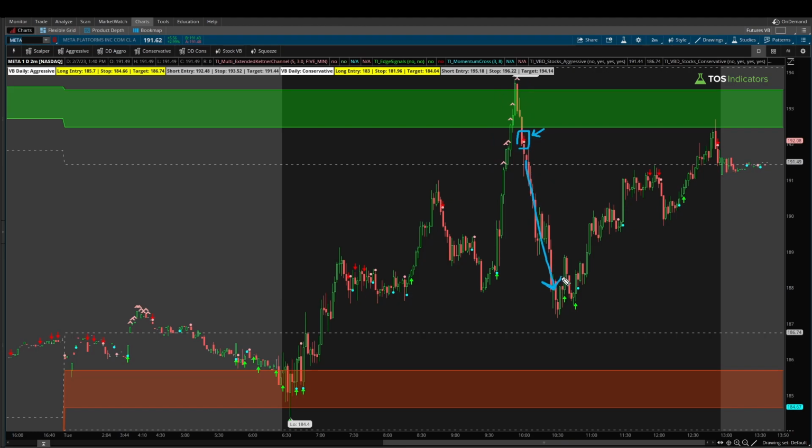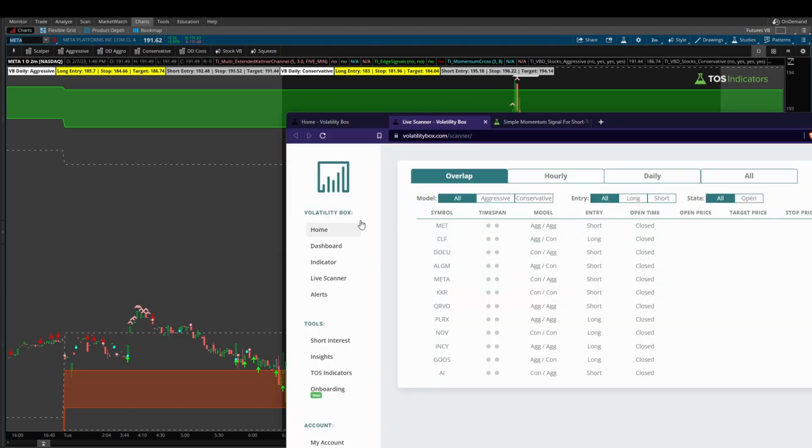And here we have a real nice move to the downside, despite, I would argue, already being extended by the time we had even the signal on a 2-minute chart. So for those of you that did catch Meta on something like the 1-minute chart, that would have been a nice opportunity. The 2-minute, a little too extended for me.